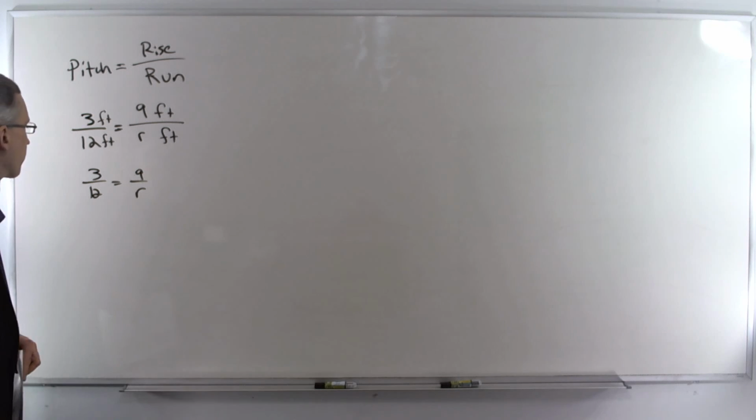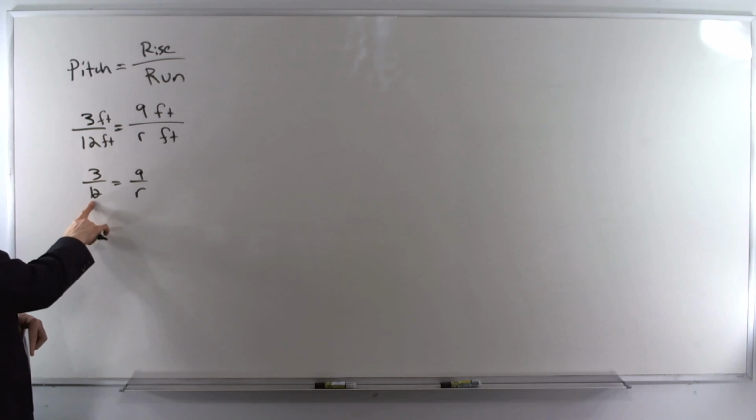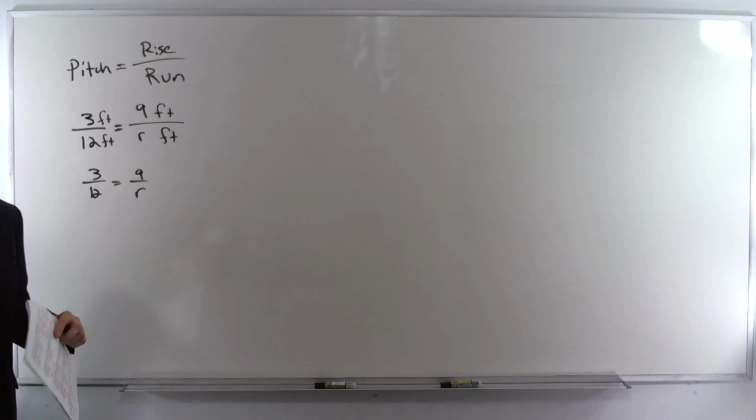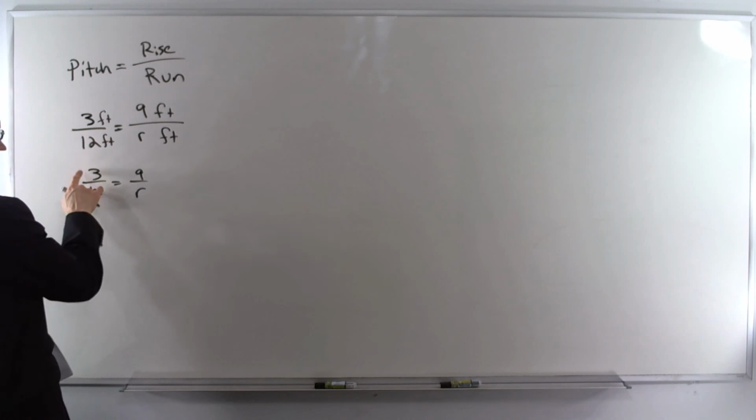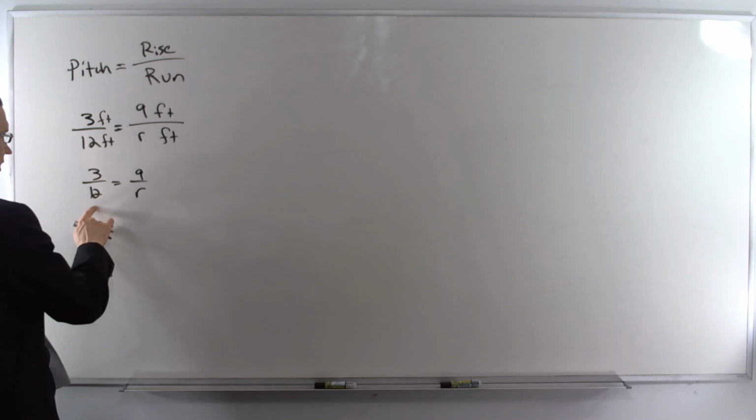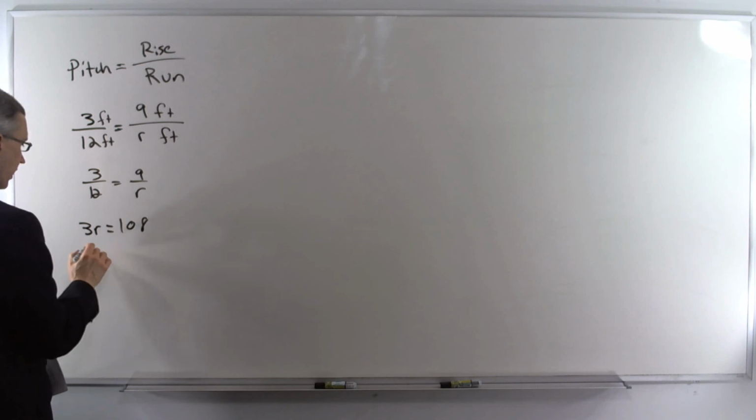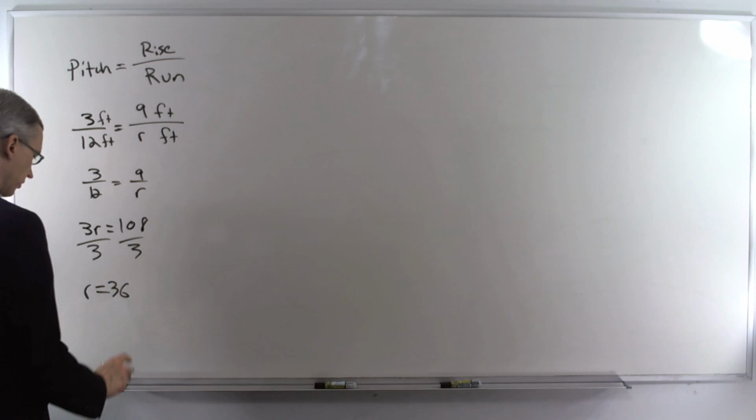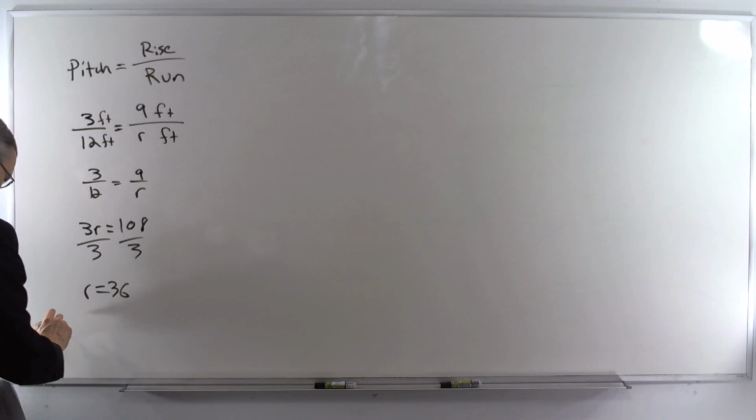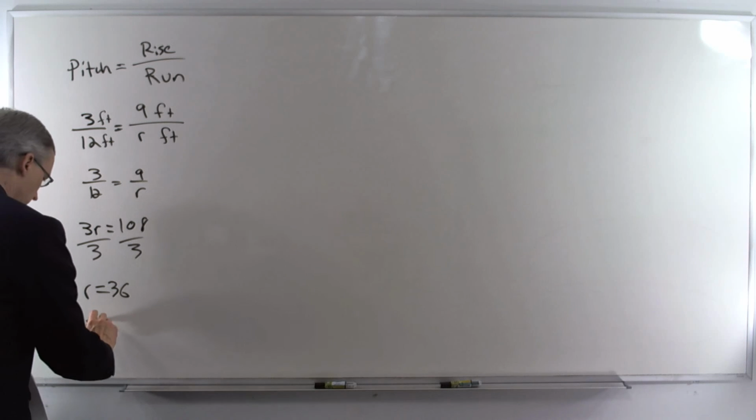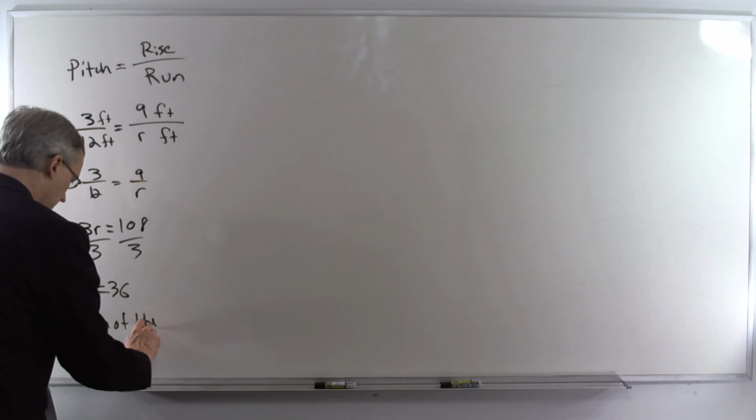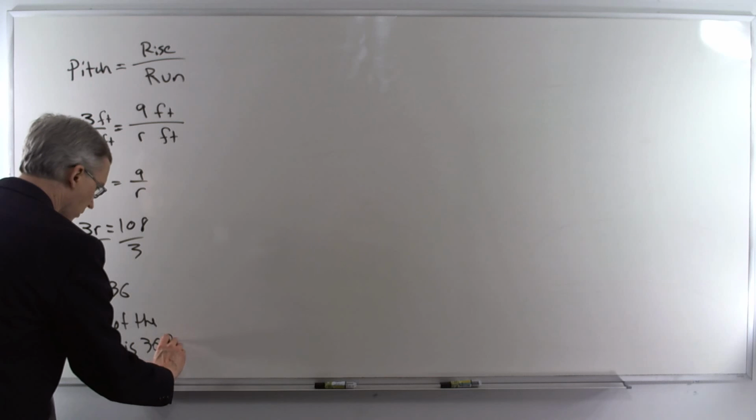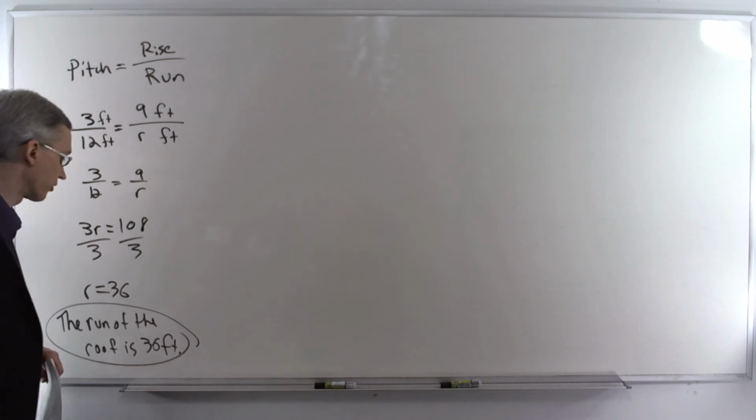Now we can solve this. So now we can deal with that 12 in the denominator for pitches just by leaving it as a fraction and then solving it as a proportion. So we'll cross multiply. We got 3 times R, then we got 12 times 9. That's 108. Divide both sides by 3 and we get R equals 36. So now we know the run of that roof has to be 36 feet.